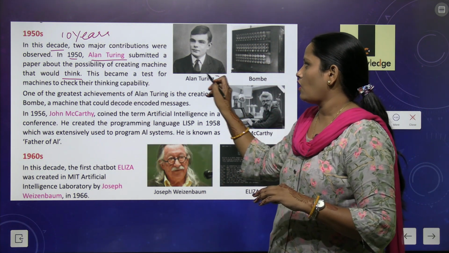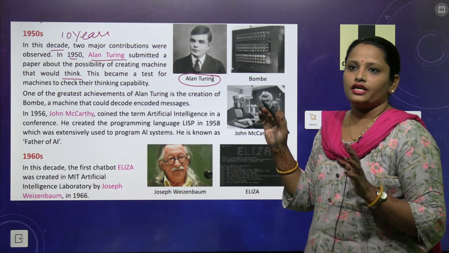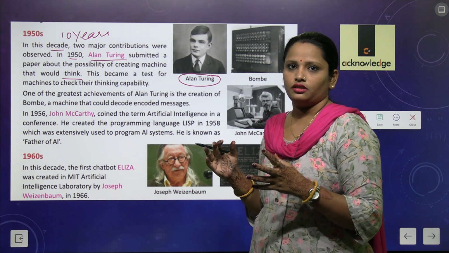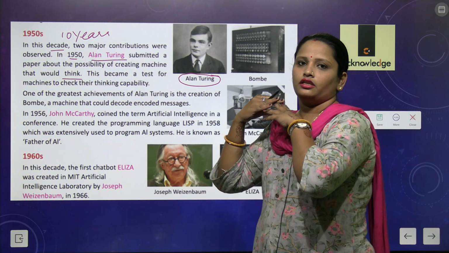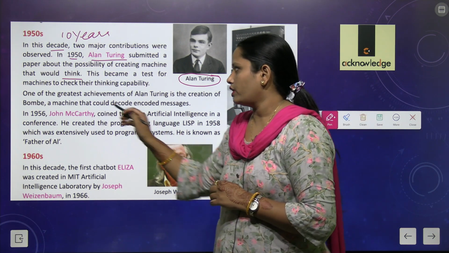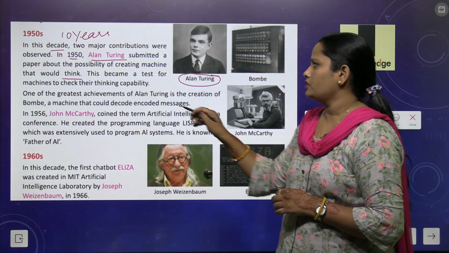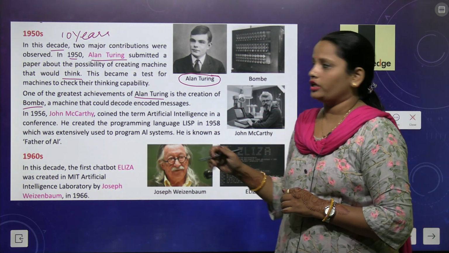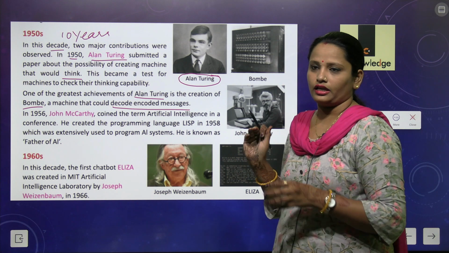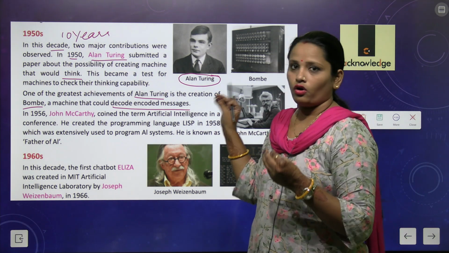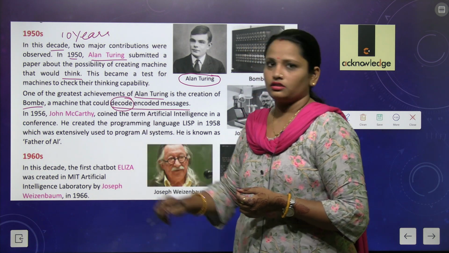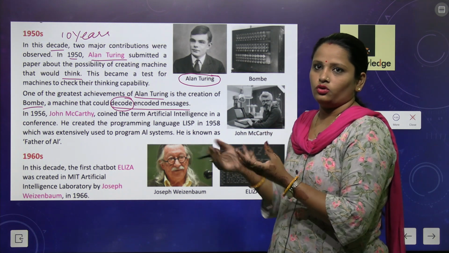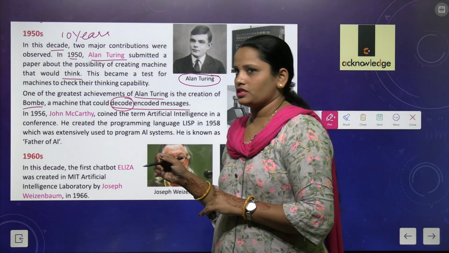So by the invention of Alan Turing, he thought of making a machine that can think. Suppose anything is given and the machine can think accordingly. One of the greatest achievements by Alan Turing is the creation of Bombe, a machine that could decode encoded messages. So messages are given that are protected, and the machine was to decode the message. It means it was to decode that password or the message that was given, so that we can easily understand that message. The password can be removed.